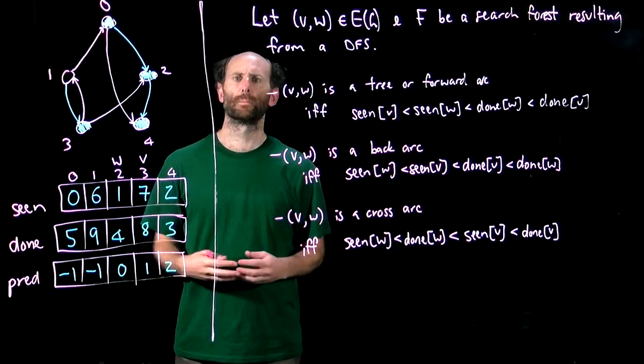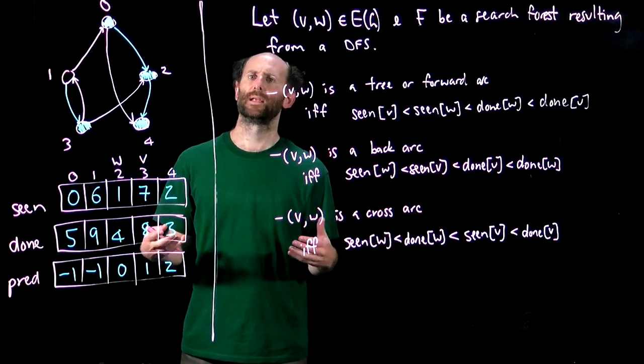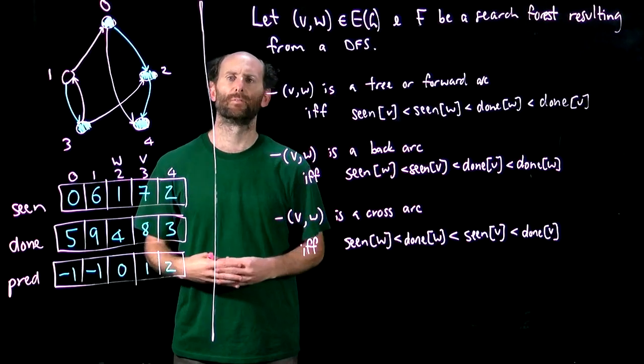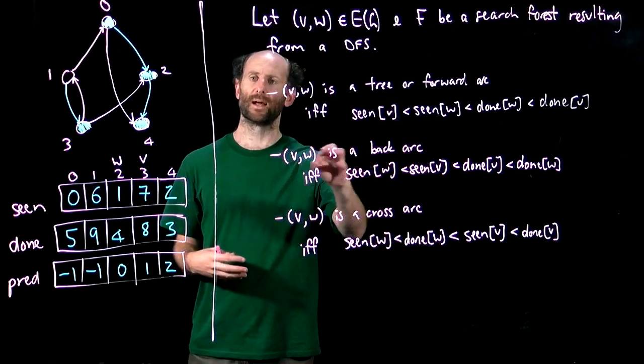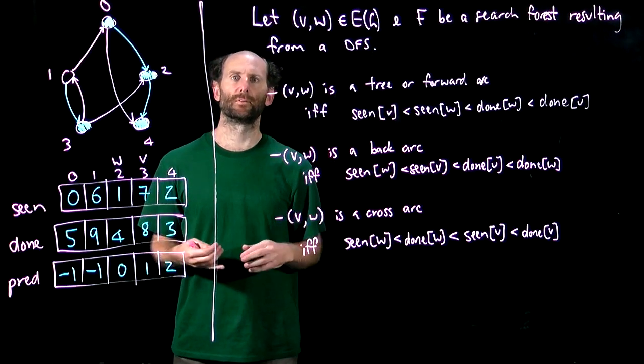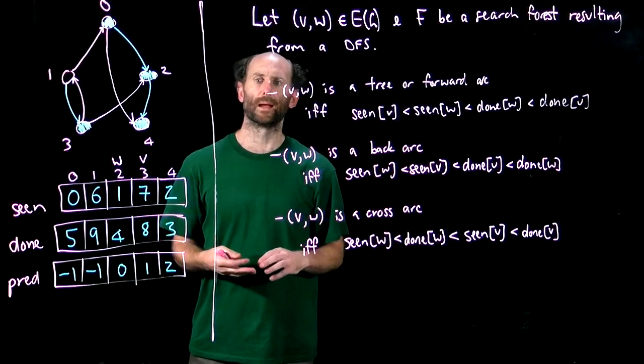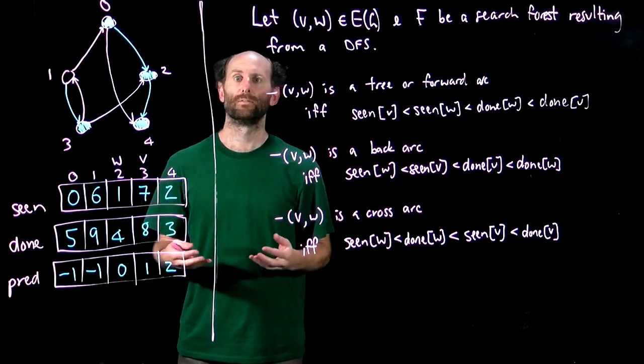So one thing to think about is how can we classify edges actually during the runtime of our DFS traversal? That is, the first time we cross an arc VW, how do we decide whether it's a tree, forward, back or cross arc? I'll leave you to think about that.